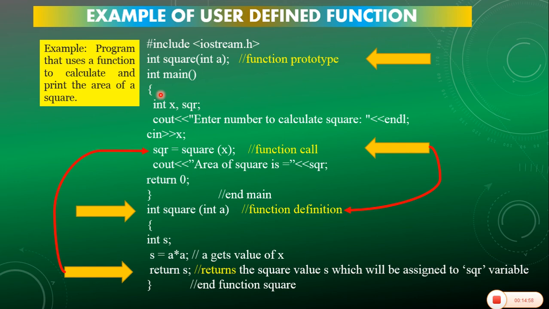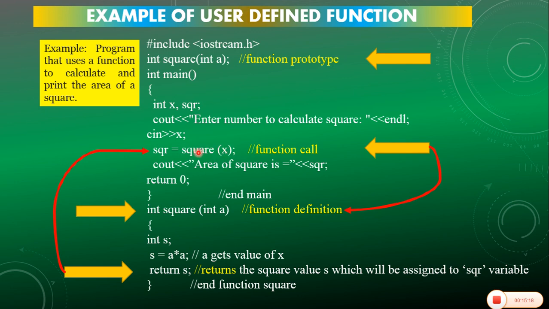It is length squared, as the four sides are equal, so the area is equal to the length squared. So for the length we are using a variable x. First the user will enter the value of x. After that the square will be calculated.